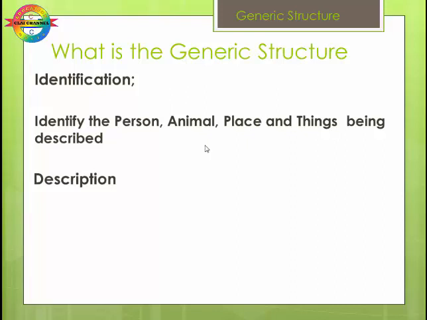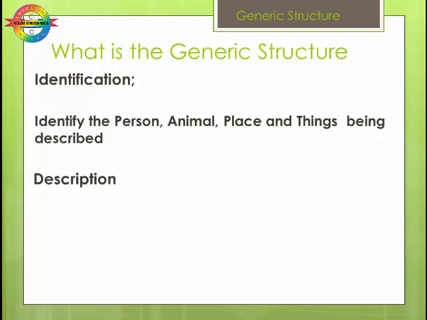The first, what is the generic structure of descriptive text? The generic structure of descriptive text is identifications. Identify the persons, animal, place, and things being described. Sekarang kita akan membuat generic structure-nya atau struktur umumnya dari descriptive text. Yang pertama adalah identifikasi the persons, orang, identifikasi hewan, animals, identifikasi place and things being described yang akan deskripsikan.